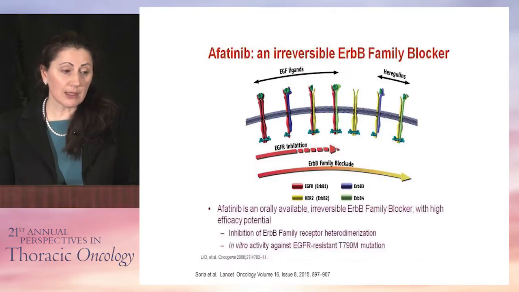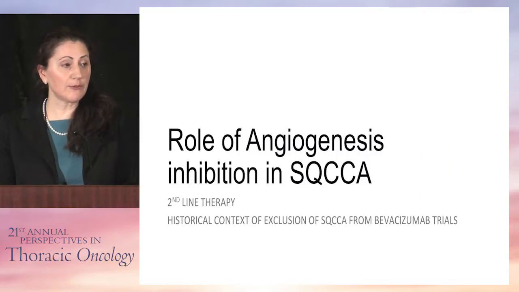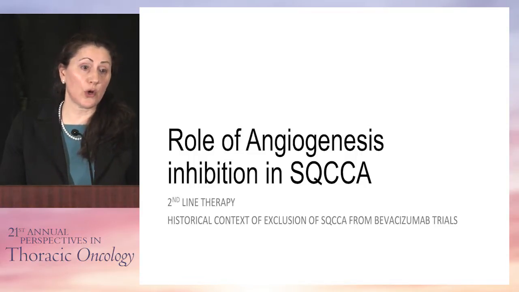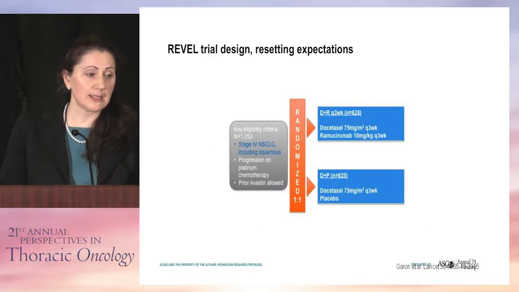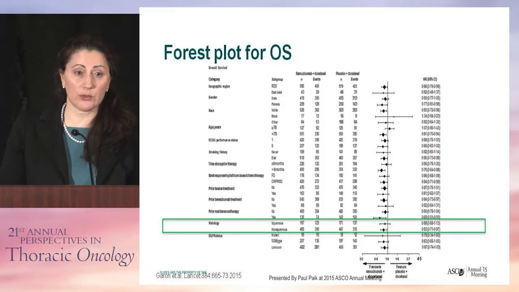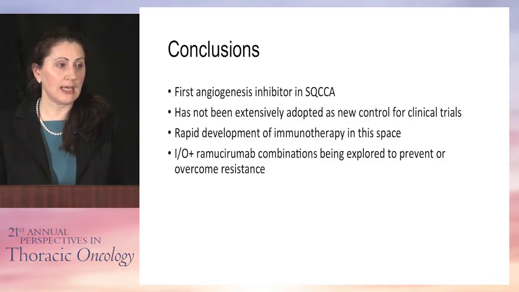The only other thing that I think it's important for us to remember is that after years of bevacizumab exclusion, ramucirumab emerged as an agent that may be useful for all histologies, including squamous cell lung cancer. This is the REVEL trial design, and this is the bottom line here. There was a benefit for overall survival and progression-free survival, and this was irrespective of histology. Both squamous and non-squamous patients benefited from this combination. So this is the first angiogenesis inhibitor that is approved in squamous lung cancer. It has not been extensively adopted, and it has not been used as a control arm for many studies. However, it's an option that is available.